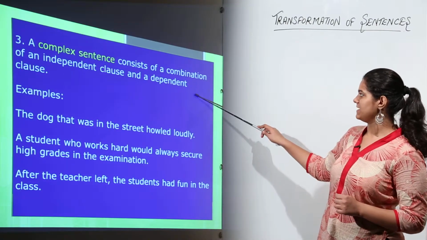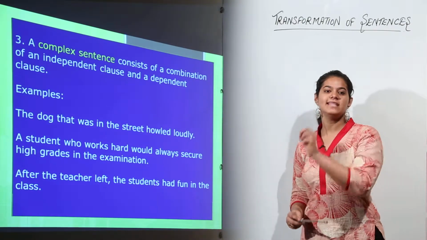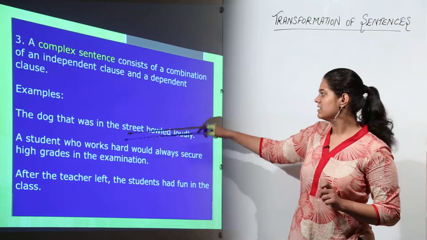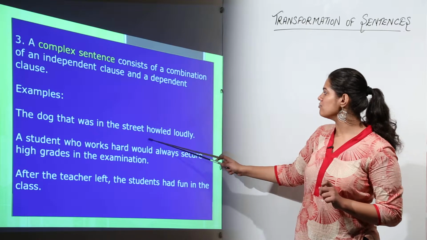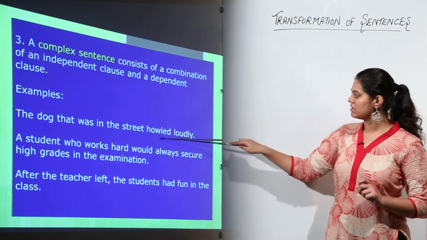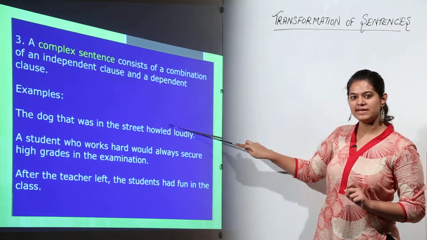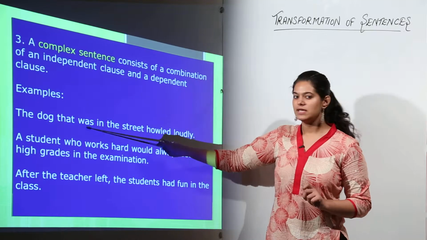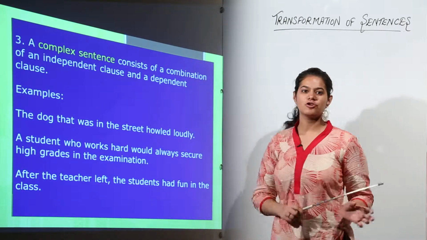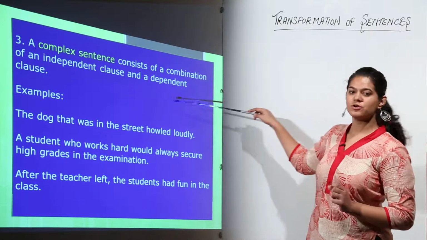Next is a complex sentence. So this is a combination of an independent sentence and a dependent sentence, right? So let us see the examples. The dog that was in the street howled loudly, right? So when we say the dog howled loudly, this sentence is actually dependent on the first one. This might have been two sentences such as, the dog was in the street, the dog howled loudly, right? So this has been put together.